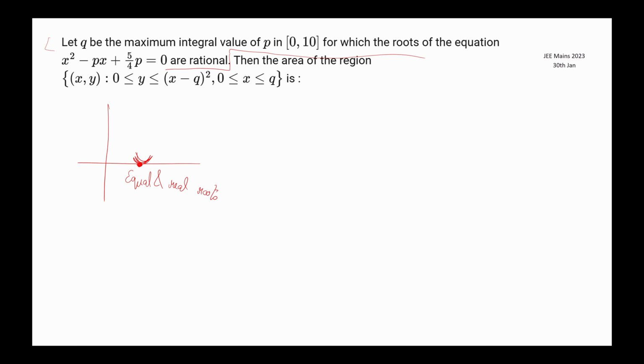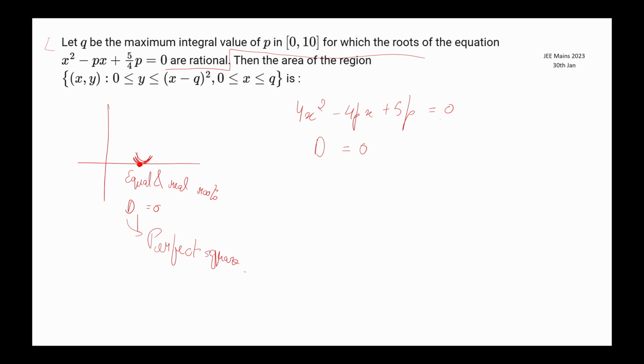And for equal and real roots, what we had studied is that always my discriminant is equal to 0. So now for this quadratic equation that we have, which is 4x square minus 4px plus 5p equals 0, I have to make my discriminant equal to 0. And there has to be real and equal roots. That means my discriminant also needs to be a perfect square.